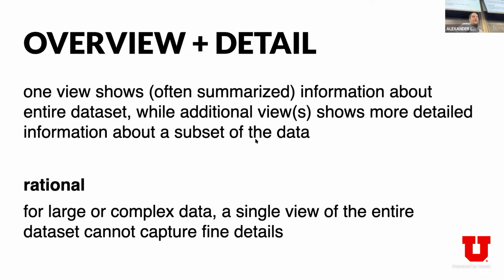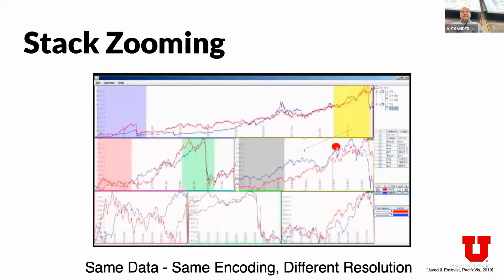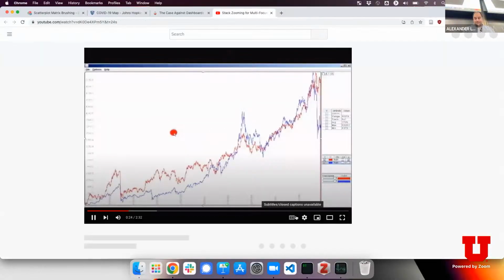And so the rationale here is that for large or complex data, a single view of the entire data set cannot capture fine details. So we couldn't read the details from an overview, but we can read them if we actually ask to receive the details dynamically. And so you can apply this to any kind of visualization technique, but here's a nice video that shows this for time series data.